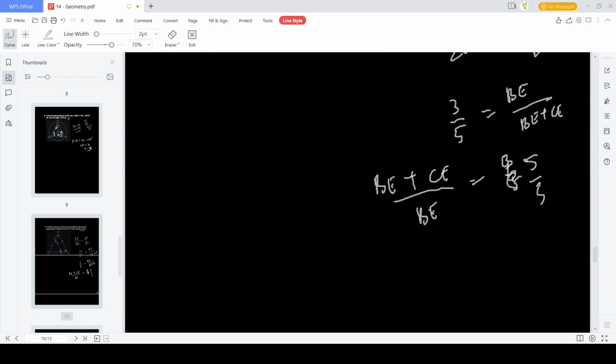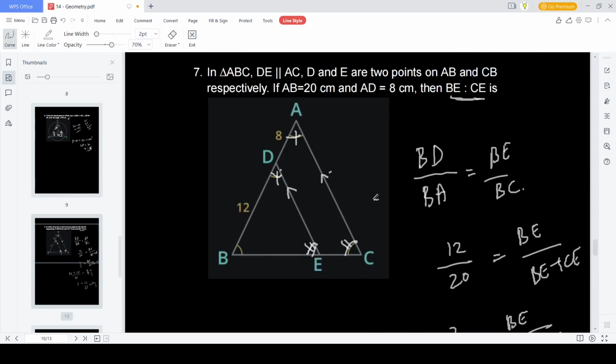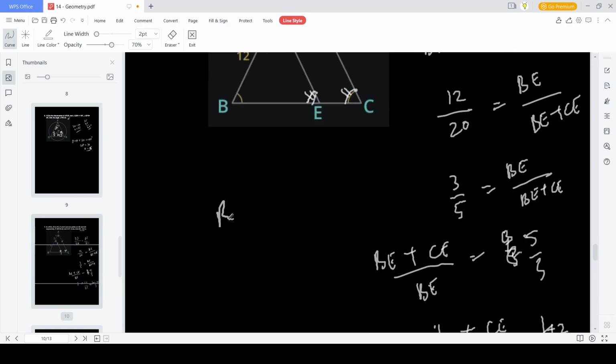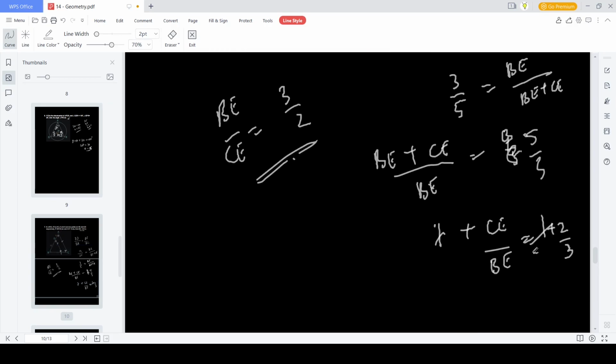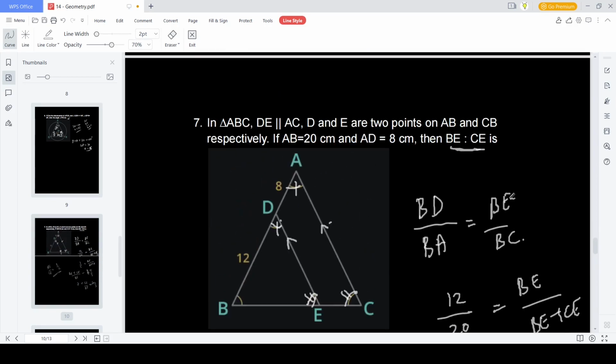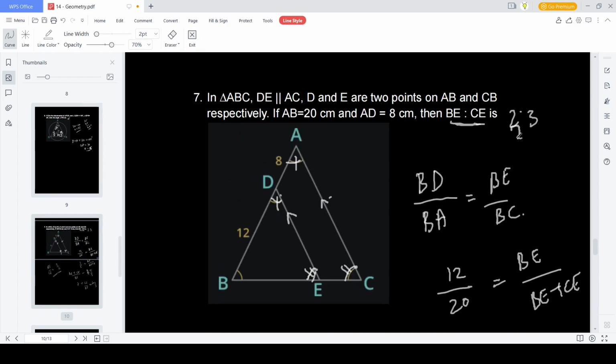Now I can take this denominator to both the parts. So I get 1 BE by BE plus CE by BE is equal to 5 by 3. 5 by 3 can be written as 1 plus 2 by 3, right? So 1 and 1 can cancel. CE by BE is 2 by 3. But they are asking BE is to CE. BE by CE will therefore come as 3 is to 2. Because this is 2 by 3, take reciprocal, you'll get it as 2 is to 3. Sorry, 3 is to 2. So that's the final answer.